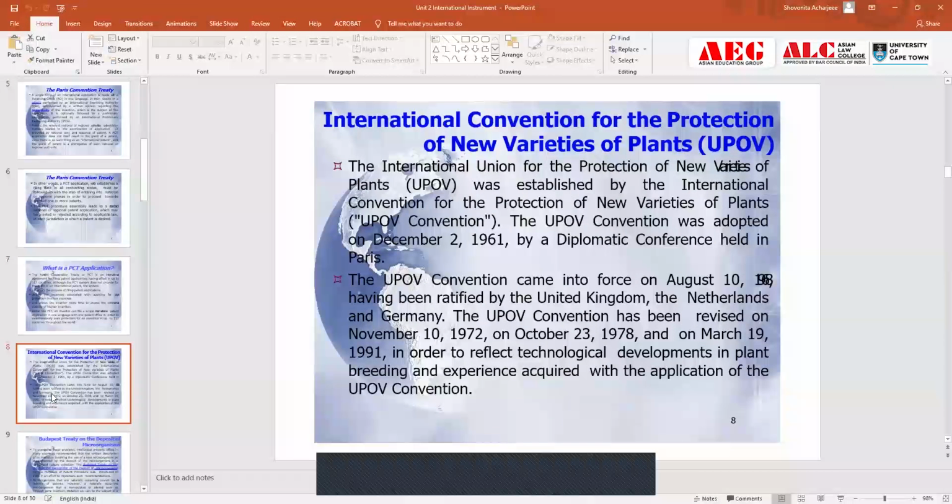The next is the new plant varieties, the UPOV International Convention, which talks about establishing an international convention for protecting plant varieties. Yesterday, you asked me about the concept of the process. So I have also told you that plant varieties is one of the major important ones, the UPOV, the International Convention for the Protection of New Varieties of Plants, which came into force on 10th August 1968, ratified in UK, Netherlands, and Germany, and was further revised in 1972 and 78 to reflect technological development in plant breeding, in accordance with the applicant of this particular convention.